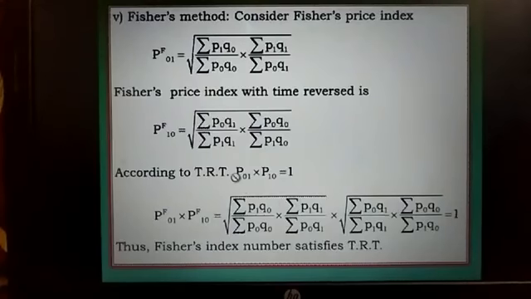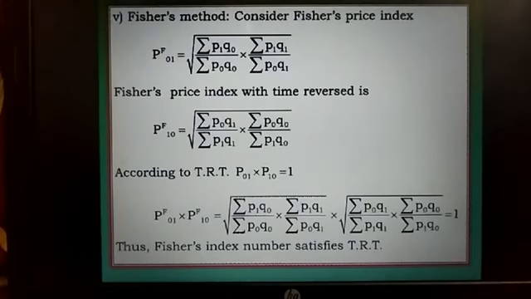So once P01 multiplied by P10 is equal to 1 is satisfied by Fisher's method, we write the conclusion that thus Fisher's index number satisfies TRT. Hope you are following me, students.